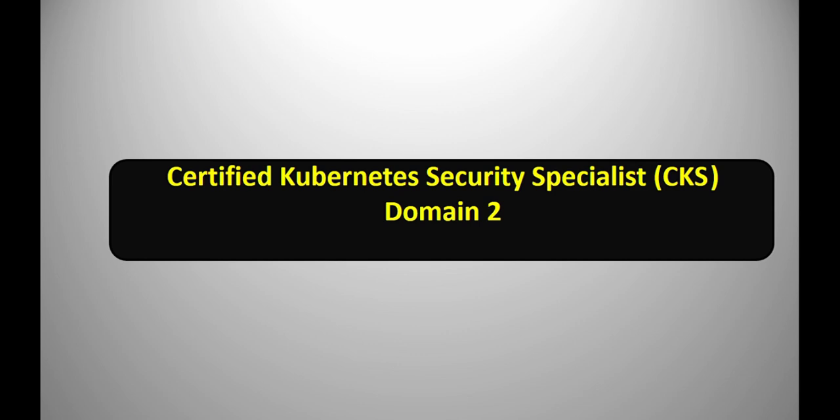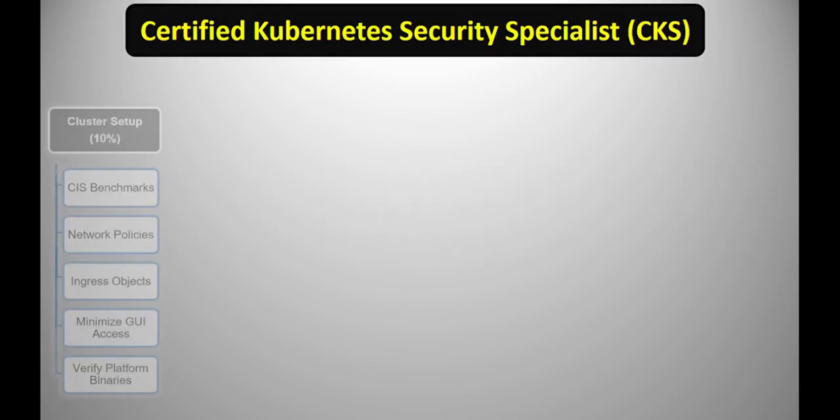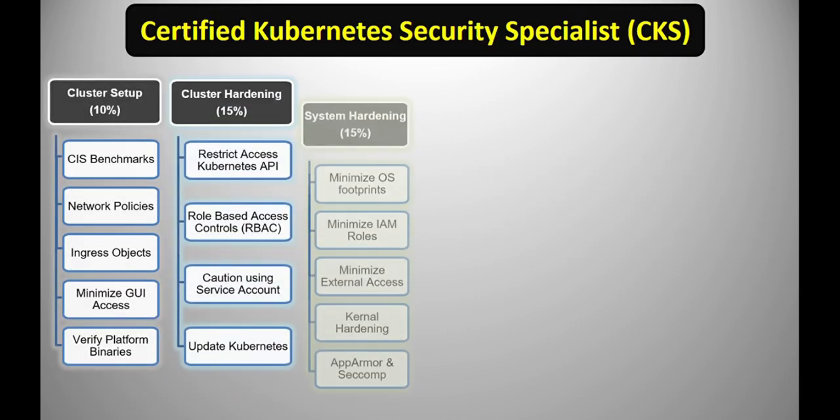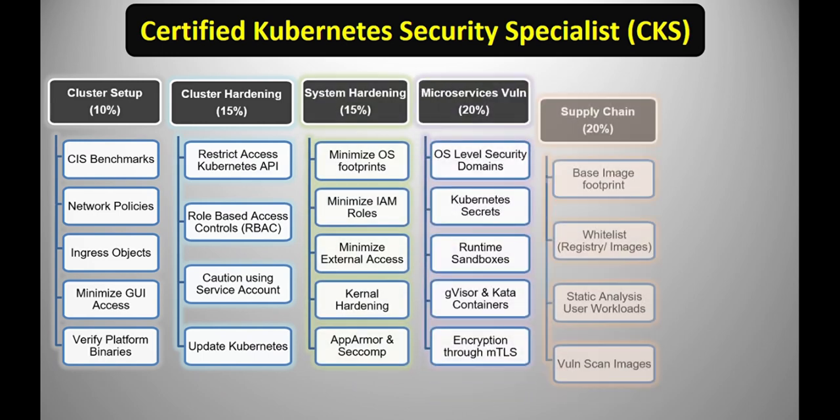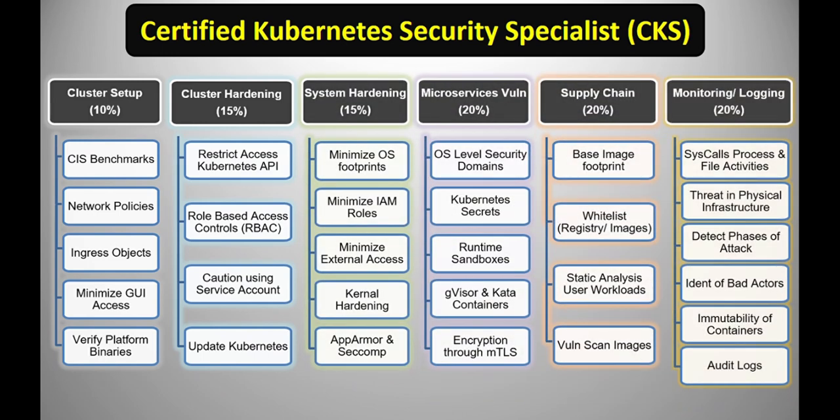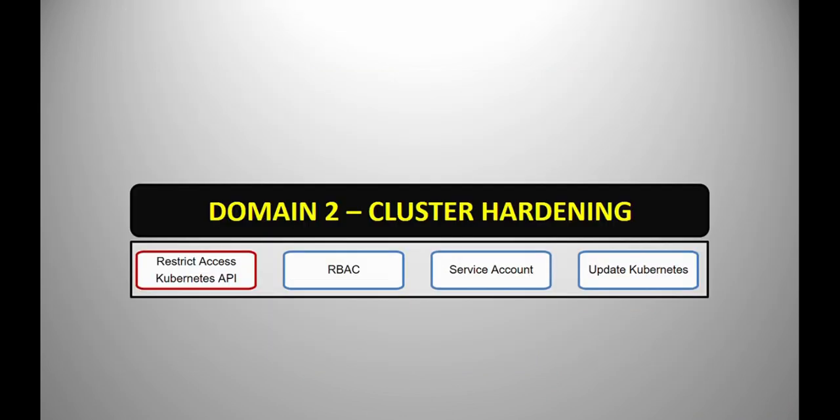Continuing with CKS exam essentials, as we know that the curriculum outline is broadly divided into 6 domains, as flashed on the screen. In today's video, we will cover topics from the second domain, which is cluster hardening, having 15% of weightage. This domain covers restricting access to Kubernetes API, role-based access control, secure usage of service account, and updating Kubernetes.